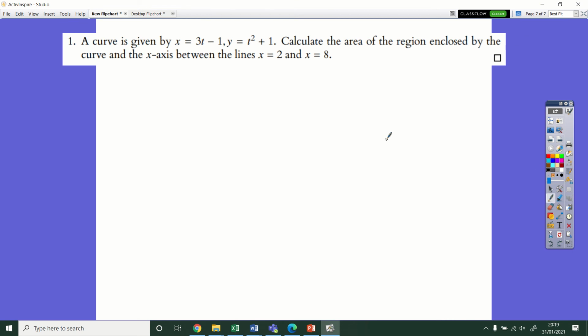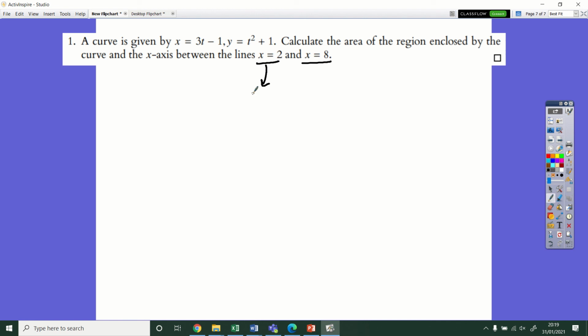So a curve is given by x equals 3t minus 1, y equals t squared plus 1. And I want the area of the region enclosed by the curve and the x-axis between the lines x is 2 and x is 8 this time. So because we want to integrate with respect to t in all of these examples, or maybe theta if theta's involved, we're going to need to change these in terms of t.